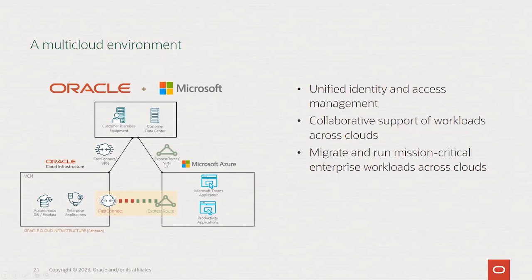But the SAML 2 identity and federation, that needs to be there for you as well. So the idea is you have the unified identity and access management, you have the collaborative support for workloads across the clouds, and you migrate and run mission critical enterprise workloads across the clouds. And it's not just Azure, there's those other guys as well.